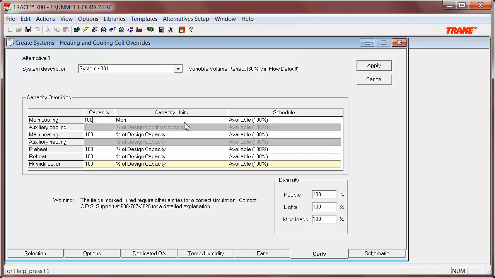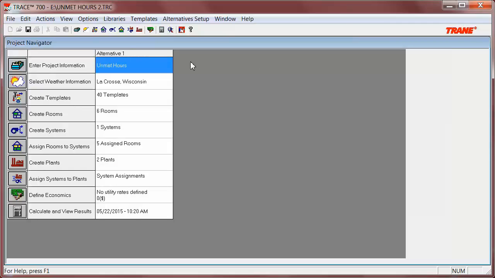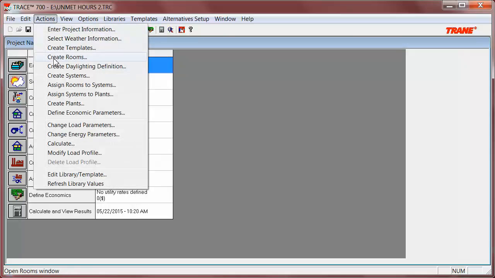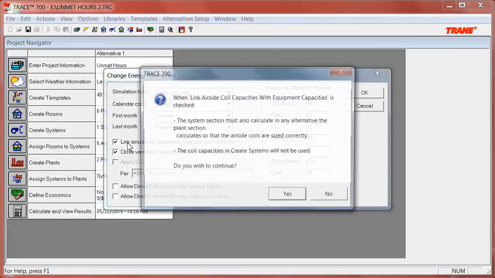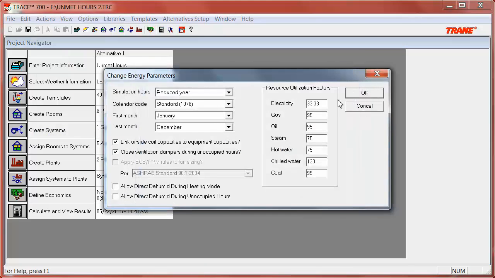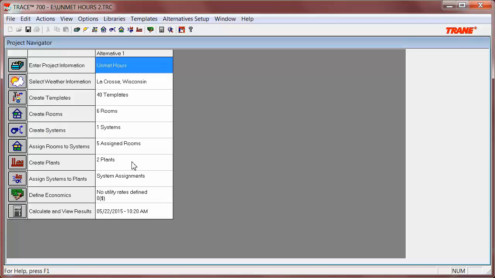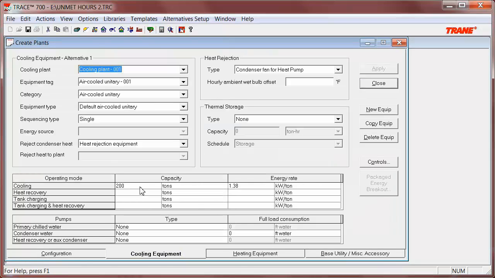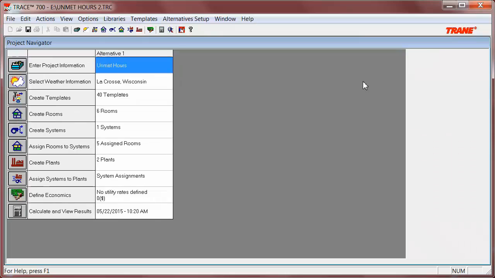If you do not want to adjust the capacities by increasing the coil size, the other option is specifying a plant capacity and selecting the Link Airside Coil Capacities box on the Change Energy Parameter screen. Changing the equipment capacities in the plant section alone has no impact on the system simulation unless you have checked this box, which allows Trane to take the specified plant capacity and back calculate the size of the system coils based on what capacity is available at the plant level. Note, only one of these options should be used to increase capacity. If the system coil capacities are adjusted, the plant linking feature should not be utilized because it would override whatever is specified for the system coils.